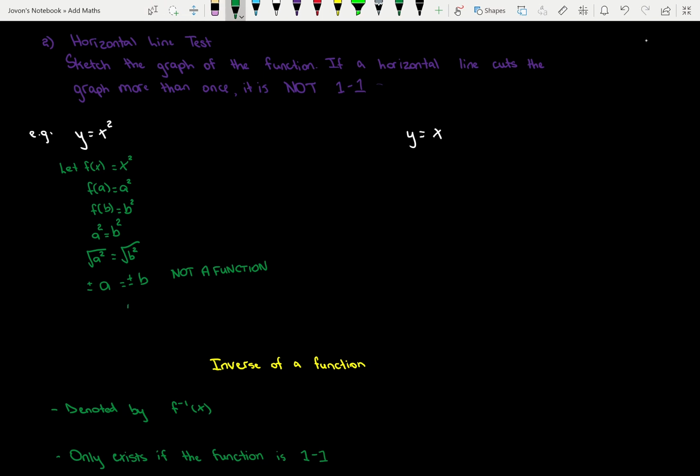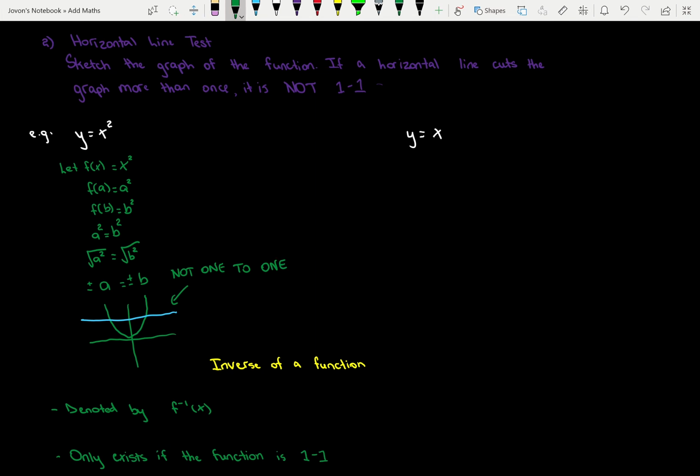Now let's say we wanted to draw the graph. The graph of x squared looks like this. We draw a horizontal line, and notice this horizontal line cuts the graph in more than one place. Therefore, this also proves that it is not one-to-one. Sorry, I said not a function, that's my bad.